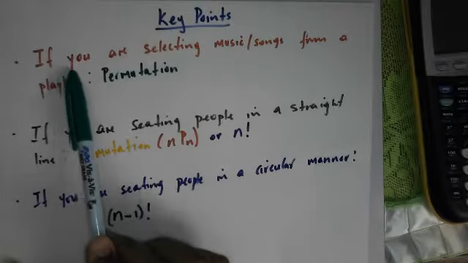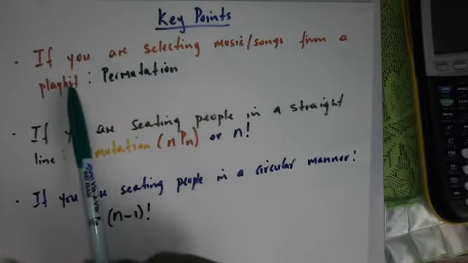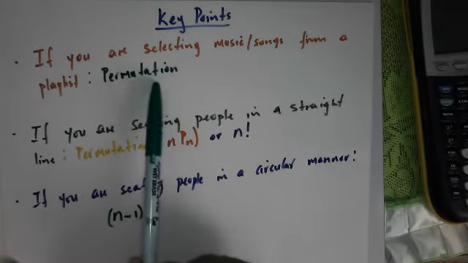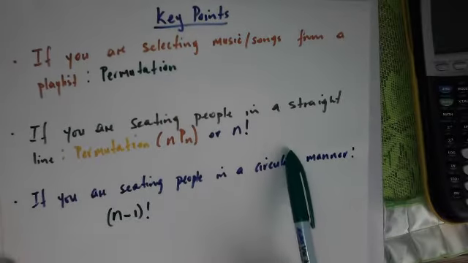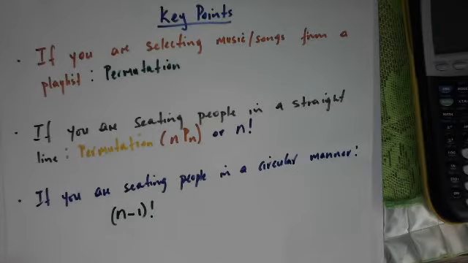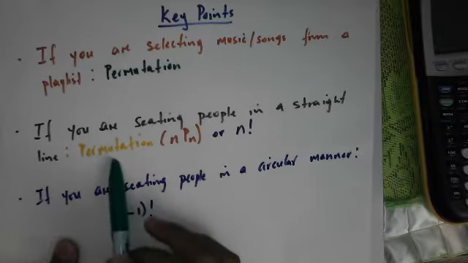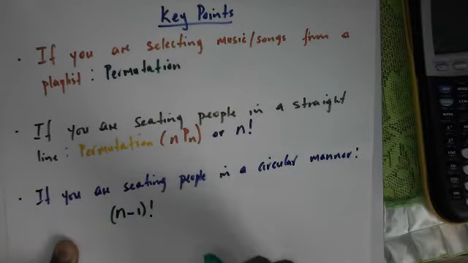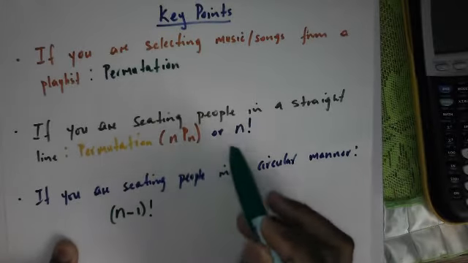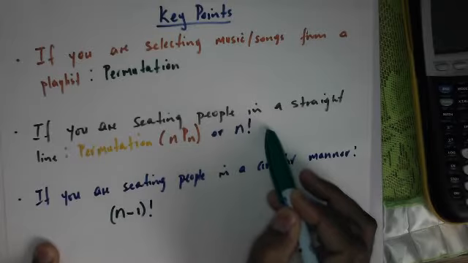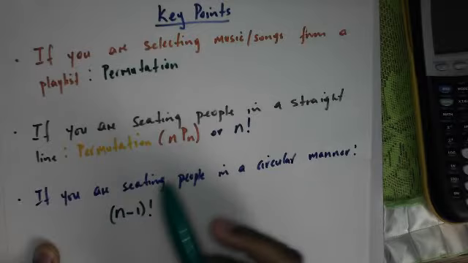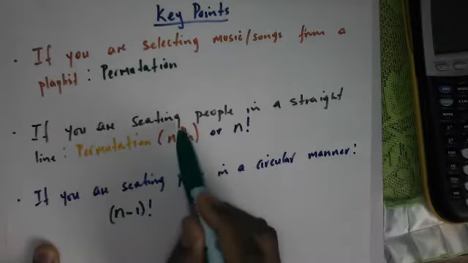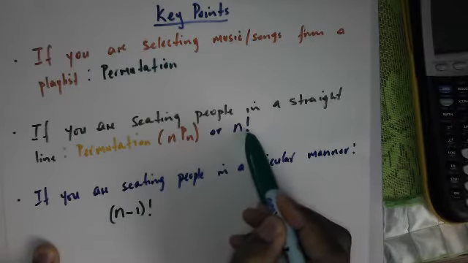If you're selecting music or songs from a playlist, it will always be a permutation. Remember that. Also, if you're seating people in a straight line, or arranging things in a straight line, for example arranging books on a shelf, it will be a permutation. And since you're seating everybody or arranging all the books, it will be nPn, or just n factorial. For example, seating 10 people in a straight line would be 10P10, or 10 factorial. Or arranging 10 books on a shelf would be 10P10, or 10 factorial.